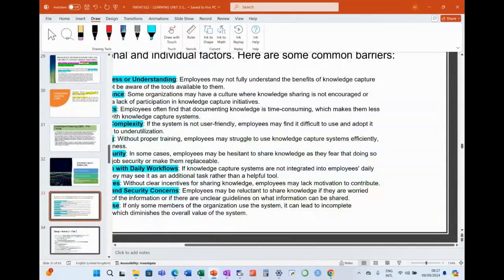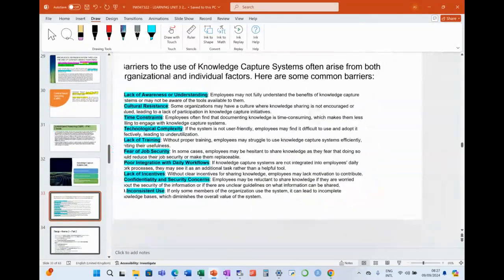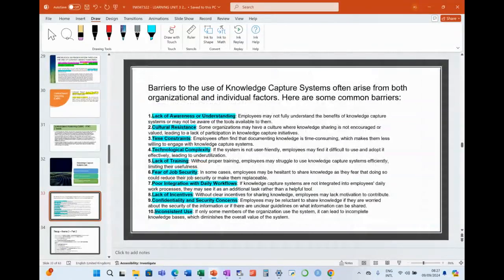Okay. So this is the slide where we talk to the barriers to the use of knowledge capture systems. Now, one thing that they highlight here is that these can be organizational and they can be individual factors. But the good part is, I think these factors are very self-explanatory. So whilst I added some meat to them, at the end of the day, I think they're very straightforward. So lack of awareness and understanding will obviously create problems for us to capture the knowledge that we have within the business on the system.